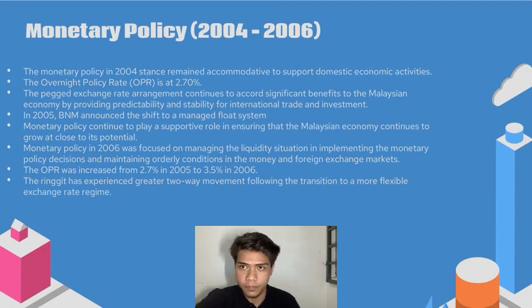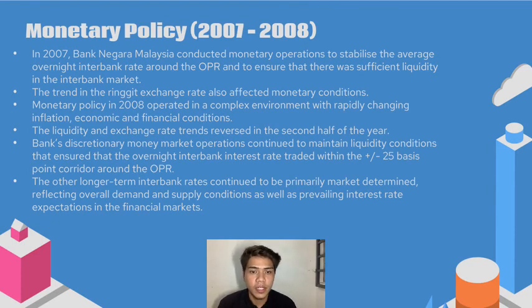In 2007, Bank Negara Malaysia conducted monetary operations to stabilize the average overnight interbank rate around the OPR to ensure that there was sufficient liquidity in the interbank market. Its Monetary Policy Committee, or MPC, decided to leave the OPR unchanged at 3.5%. The trend in the ringgit exchange rate also affected monetary conditions. Strong two-way international trade and investment flows continued to determine the ringgit performance against the major regional currencies in 2007.